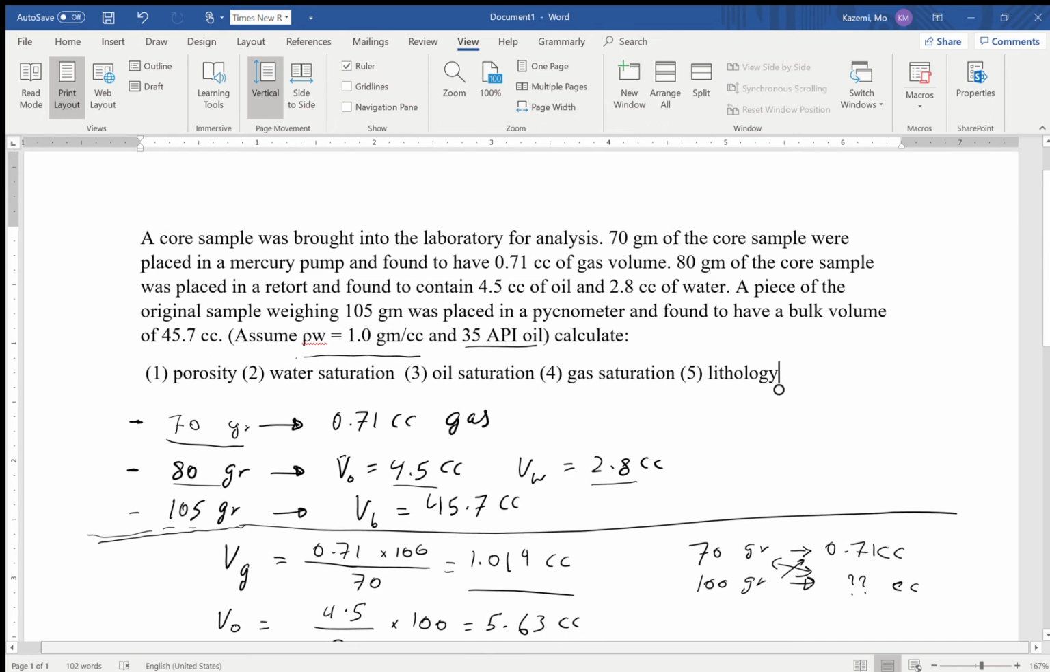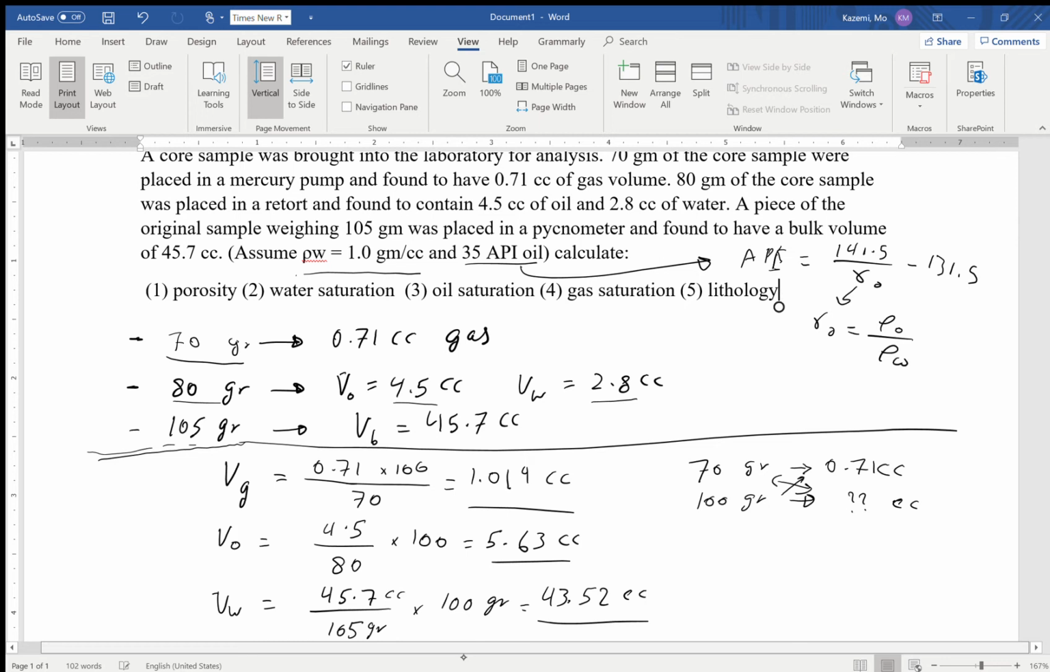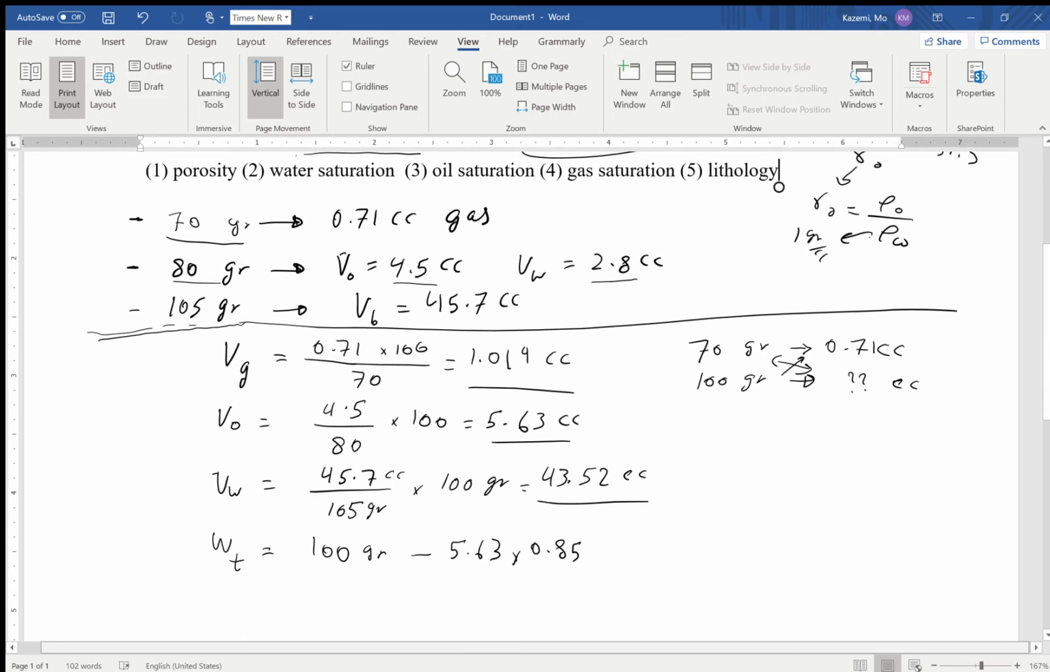You know how we get the density, right? This is the API gravity. API gravity is equal to 141.5 divided by gamma oil, minus 131.5. Gamma oil is also equal to the density of the oil divided by the density of water. So if you put 35 in this equation and put the density of the water to be equal to 1 gram per cc, then you get the density of the oil to be 0.85, okay?